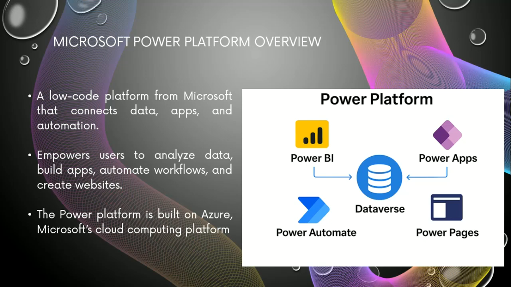The major function of Microsoft Power Platform is to empower users to analyze data, build apps, automate workflows, and create websites. So the main uses are: analyzing data, which can be done on Power BI; building apps, which can be done through Power Apps; automating workflows or business processes, which can be done on Power Automate; and also creating external websites using Power Pages.